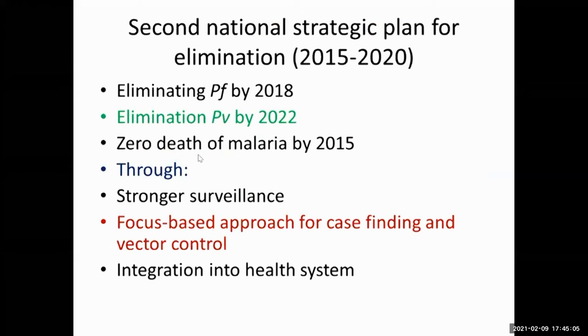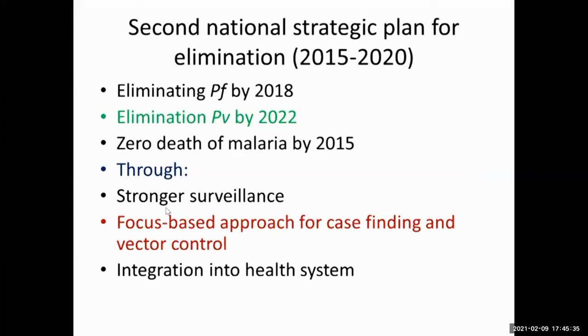The second national elimination program ran from 2015 to 2020, with the aim of eliminating Plasmodium falciparum first and then Plasmodium vivax, through stronger surveillance, a focus-based approach for case finding and vector control, and integrating the whole program into the health system.